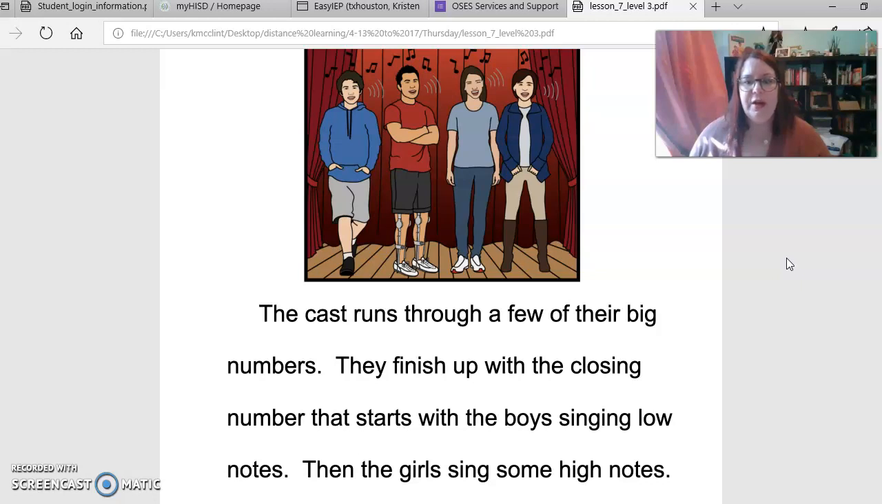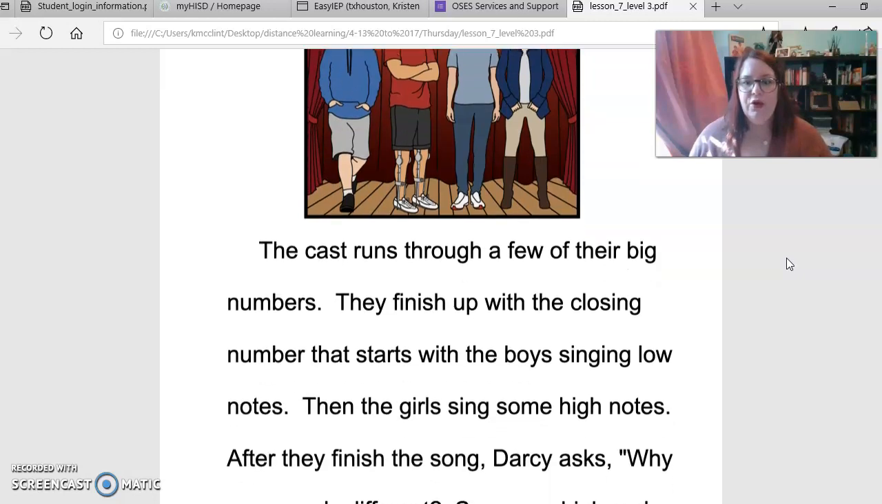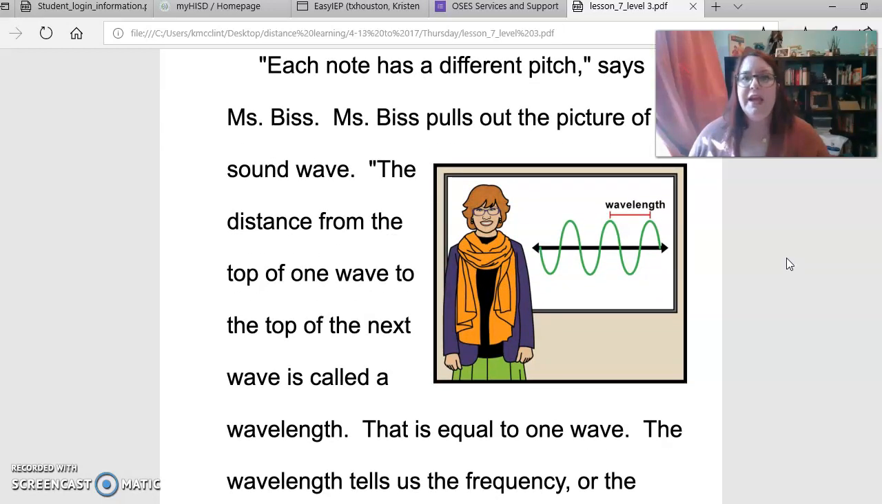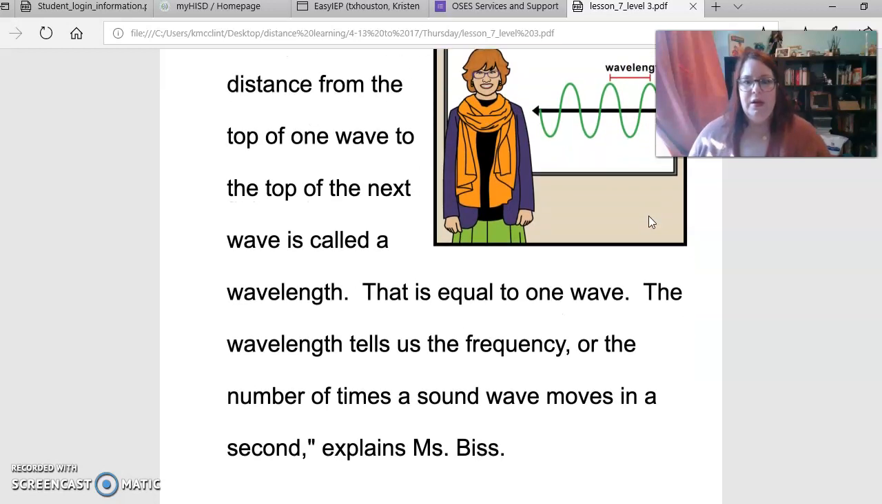They finish up with the closing number that starts with the boys singing low and the girls singing high. After they finish the song, Darcy asks, "Why are some sounds different? Some are high and some are low." "Each note has a different pitch," says Miss Biss. Miss Biss pulls out the picture of the sound wave again. The distance from the top of one wave to the top of the next is called a wavelength. So that's right here. You can see the top of one wave to the top of the other. This distance right here, if you measure that, is the wavelength. "The wavelength tells us the frequency or the number of times a sound moves in a second," said Miss Biss.